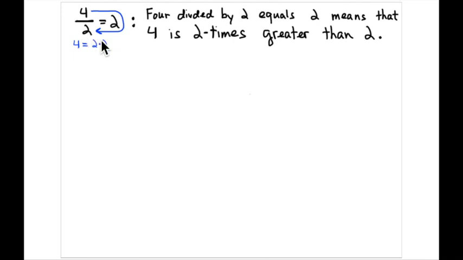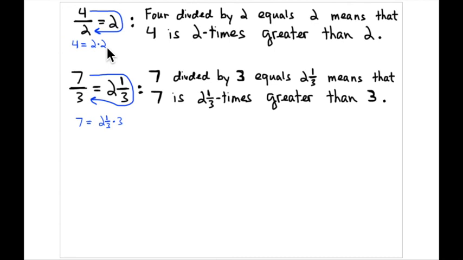Now that's a little bit confusing because it's 2 and 2. So let's use something different. How about 7/3 is equal to 2 1/3? What that's saying is that 7 is 2 1/3 times greater than that 3. Or the number of units for the 7 is 2 1/3 times the number of units for the 3.